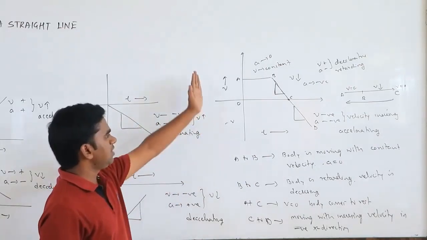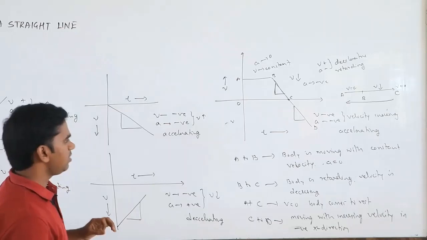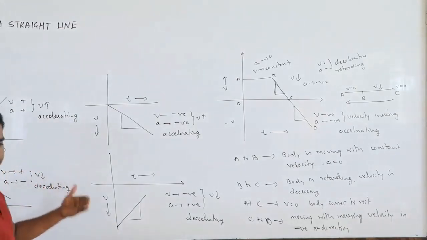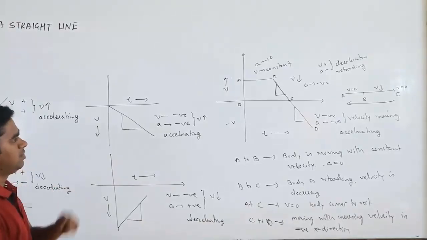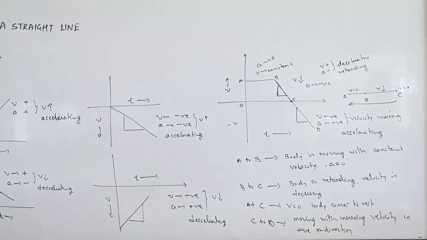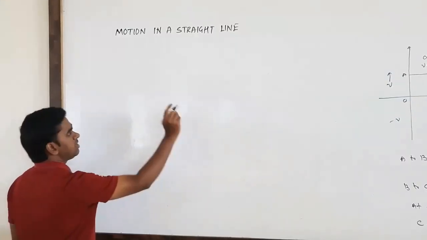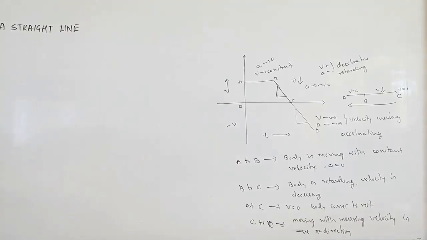Okay. So like this, you should be able to describe the motion. Then only can you understand what is happening with the motion. So this is how we can describe the motion. I will take a similar example. We'll see whether we are able to describe the motion or not.